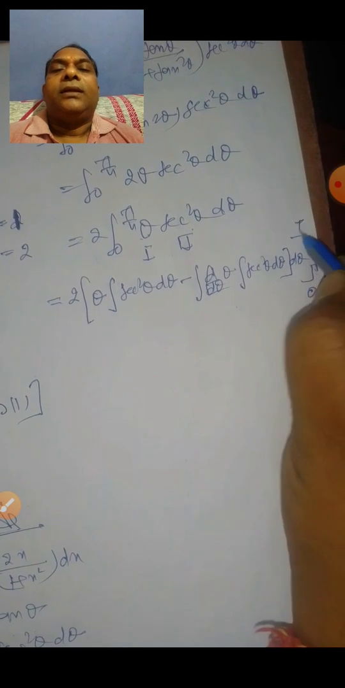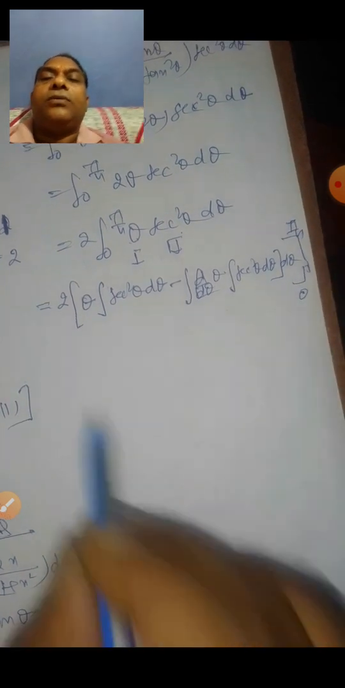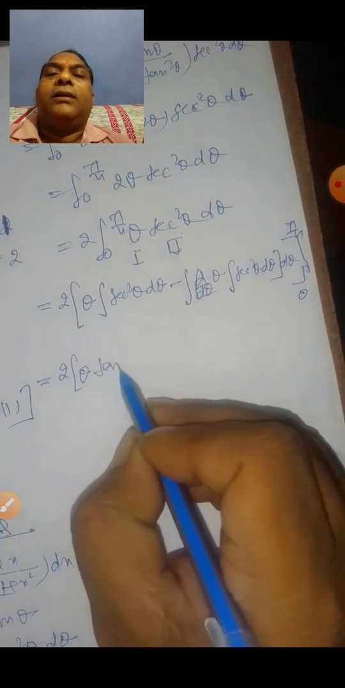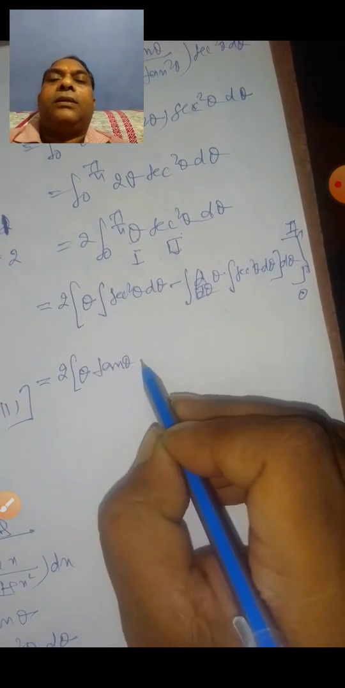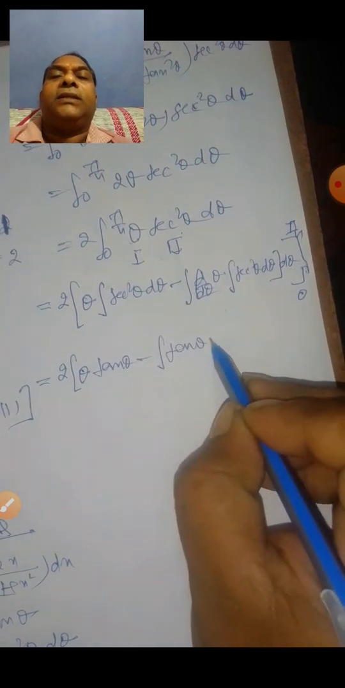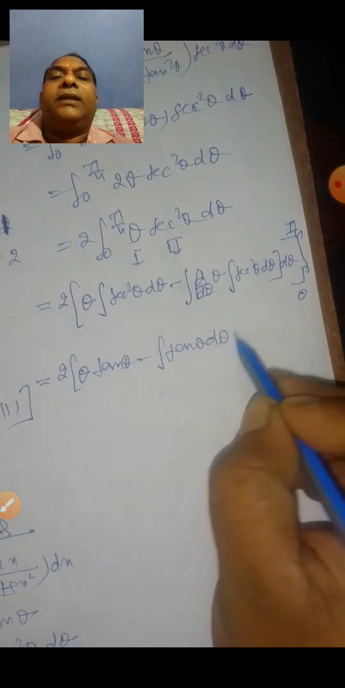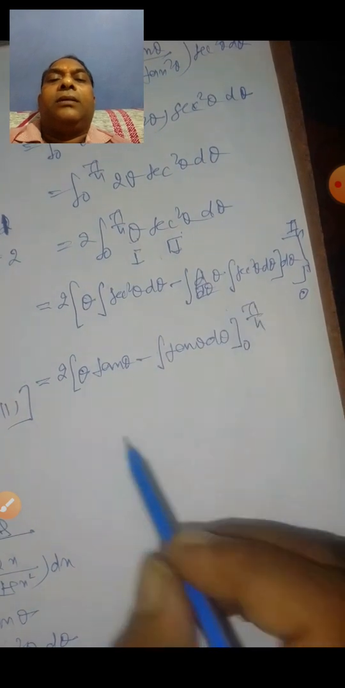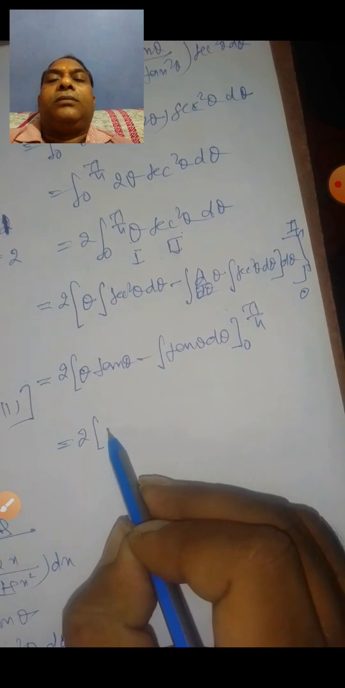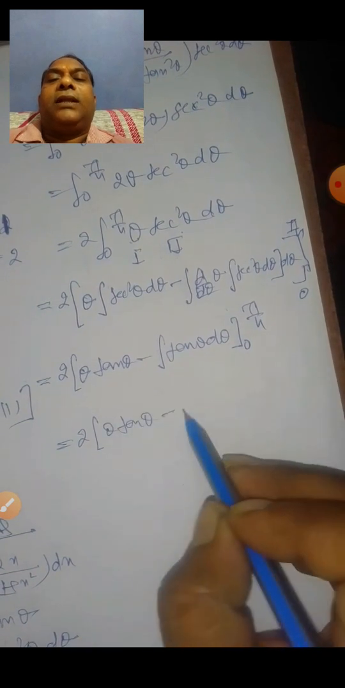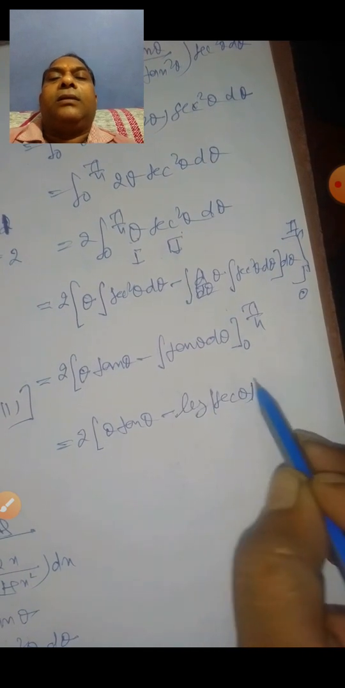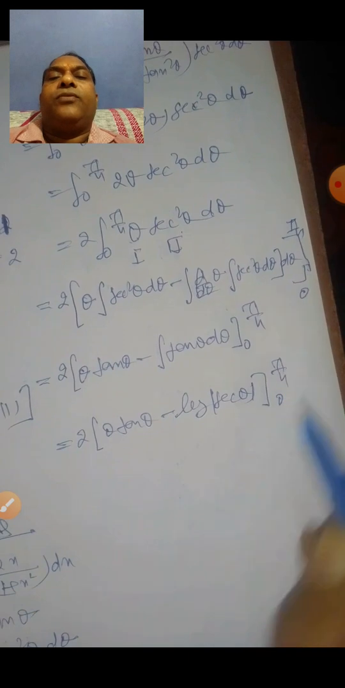Clear? Now this will be equal to 2 theta sec square theta, its integration will be tan theta. So theta tan theta minus d by d theta of theta will be 1, so integration of tan theta d theta, that is theta tan theta minus integration of tan theta, which will be log sec theta, 0 to pi by 4.